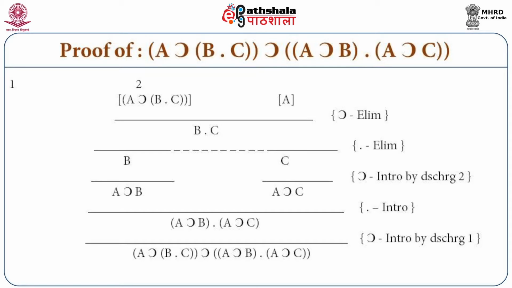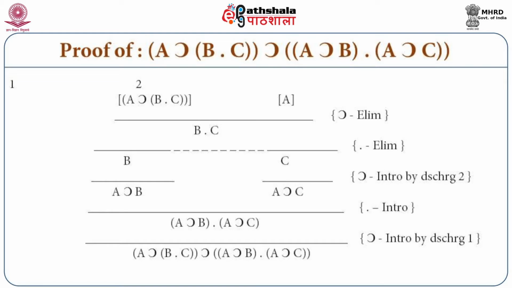Now we can introduce implication again. So look at assumption number 2, A. If by assuming A we can arrive at B, then by the rule of introduction of conditional, we can infer A implies B. Likewise, given our assumption A, if we are able to derive C, by the application of the same rule, we can infer A implies C.